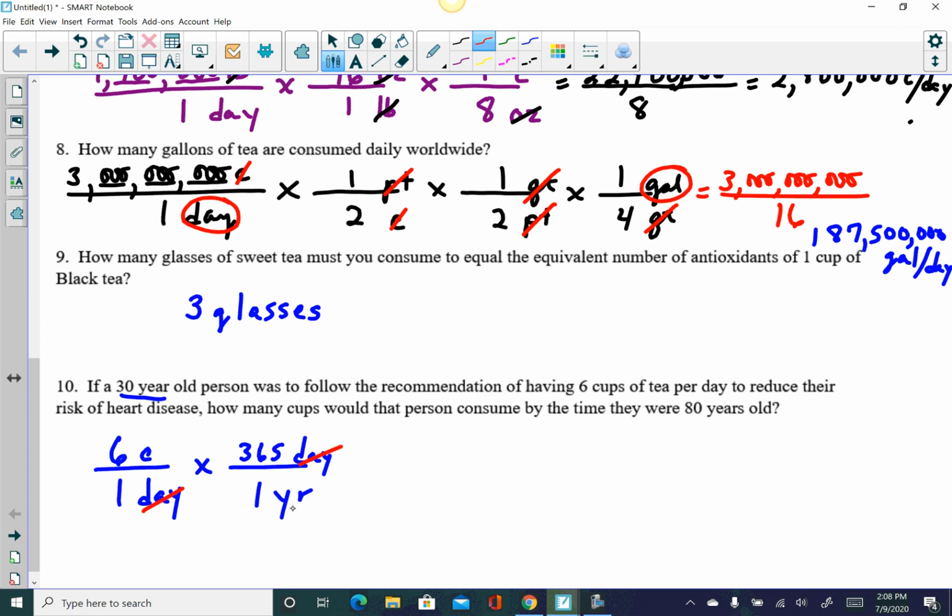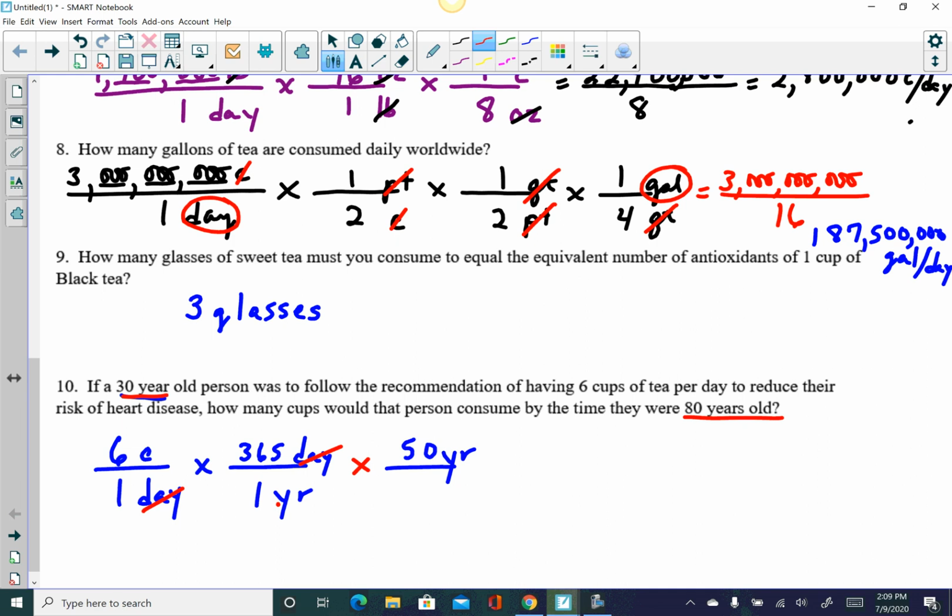and now I'm left with how many cups that they would consume in a year. I want to know how many cups that person's going to consume by the time that they're 80 years old. So how many years are we talking about? They're going to go from 30 years to 80 years old. So they're going to be doing this for 50 years. So I'm going to multiply this times, get rid of those years, so put years up top. I'm going to be doing this for 50 years.